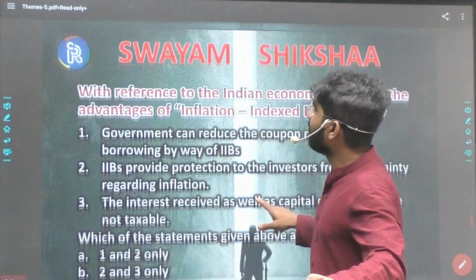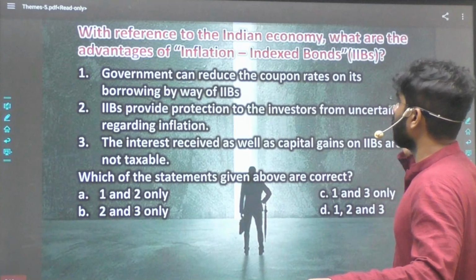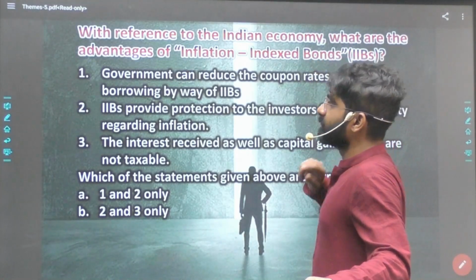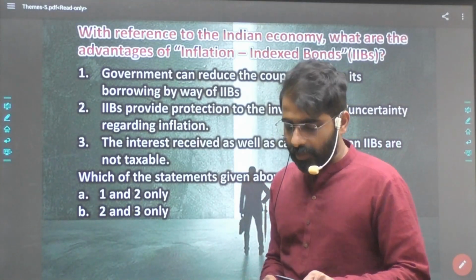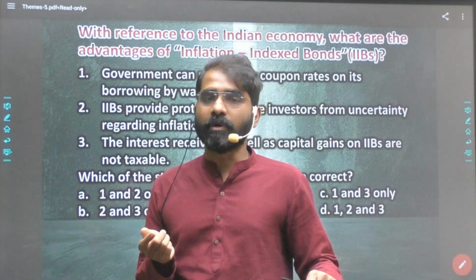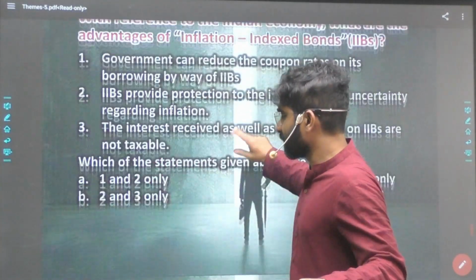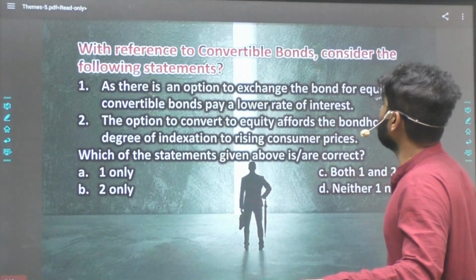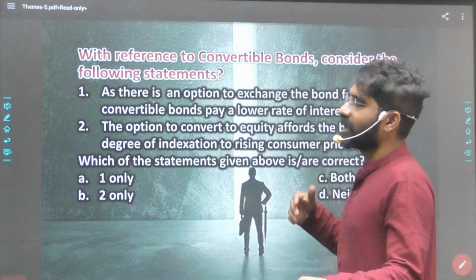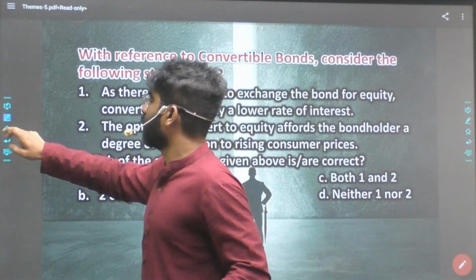Okay, then we have: with reference to the Indian economy, what are the advantages of inflation indexed bonds? This is also a previous question. So what are these bonds? We'll try to understand. And then convertible bonds. So there are convertible bonds, non-convertible bonds, etc.